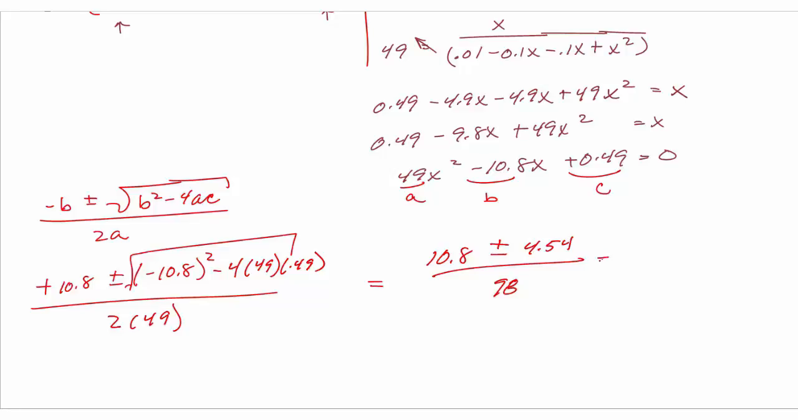Okay, so that means my x has two possibilities here. 10.8 plus 4.54, hit equals, divide by 98, could be 0.157. Or x could be 10.8 minus 4.54 equals, divided by 98, 0.064. So one of those numbers is not going to make sense. Let's see if we can figure out which one it's going to be.